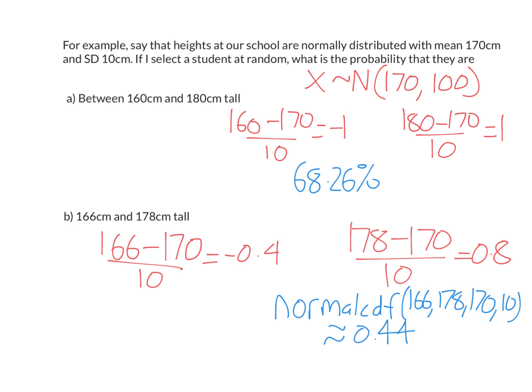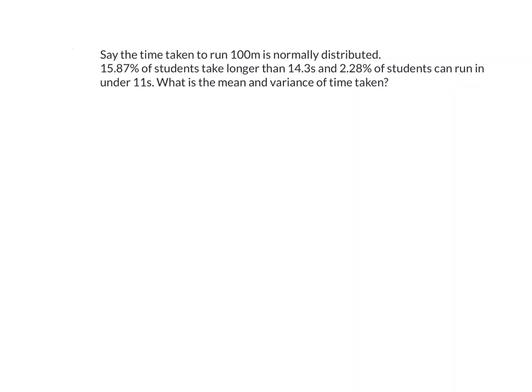All right, let's look at a more challenging question now. So let's try this one. Time taken to run 100 meters, normally distributed. 15.8% of students take longer than 14.3 seconds. 2.28% of students can run in under 11 seconds. We're going to find the mean and variance of the time taken.